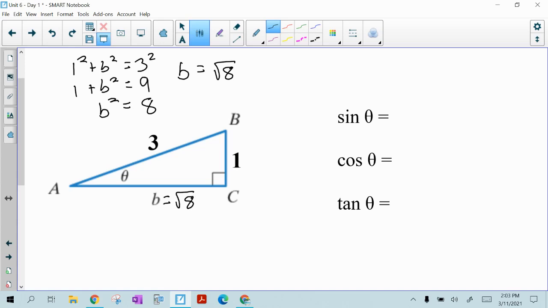All right, so I'm going to say sine is going to be opposite over hypotenuse, so I'm looking at 1 over 3. Cosine is adjacent over hypotenuse, so that's going to be square root of 8 over 3. And then the tangent is going to be 1 over the square root of 8. And I'm probably not going to have you bother to try and rationalize that either.